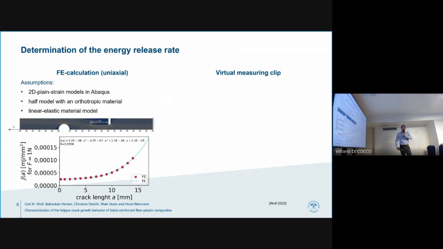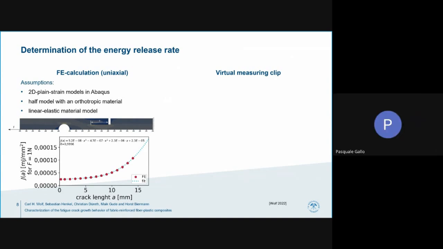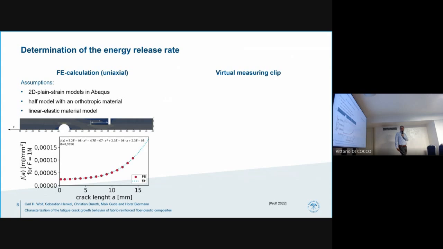To get an analytical idea of the energy release rate, my colleague performed finite element calculations, but you all know that they are just as good as the assumptions.